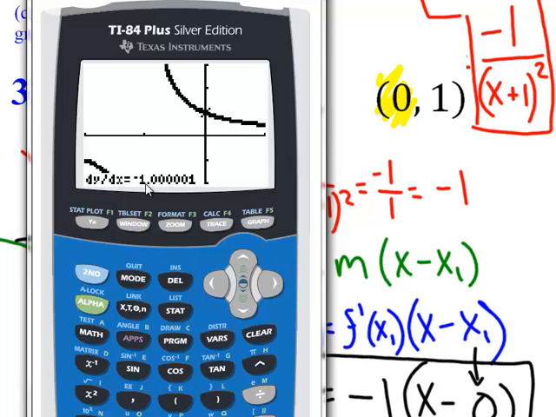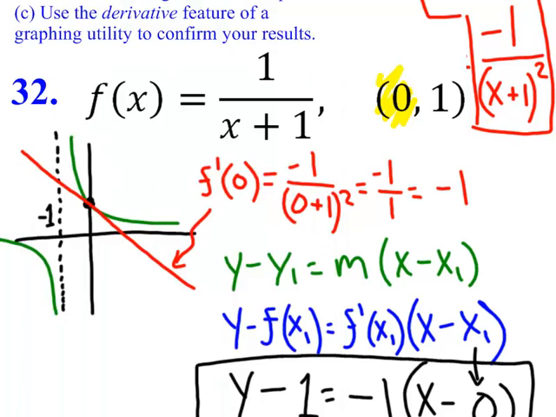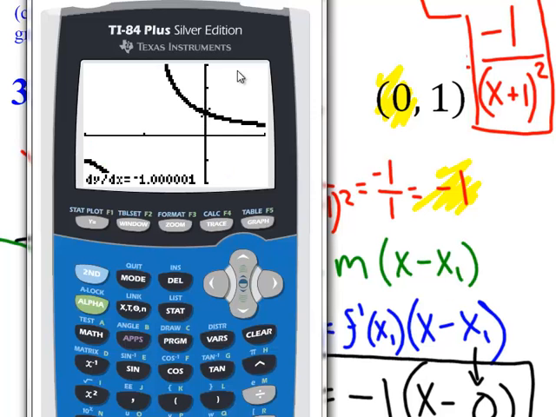Now, if you're wondering why it's -1.00001, that's our calculator being goofy, and we've seen that before. We'll just say that that agrees with our derivative value of -1, which we got right here. Now, even better, oh, the fun is not over here.